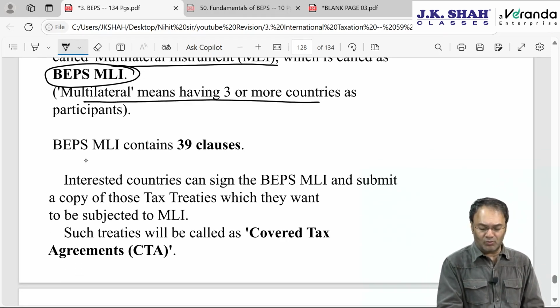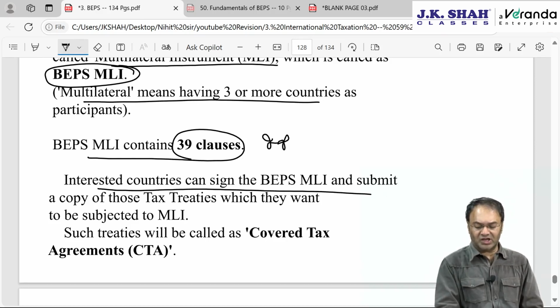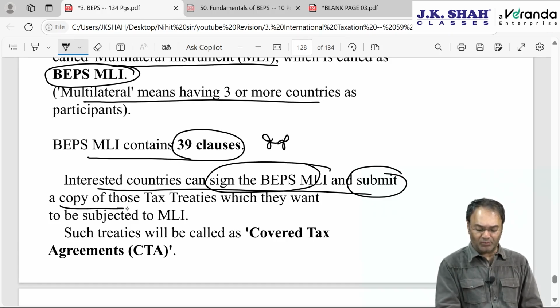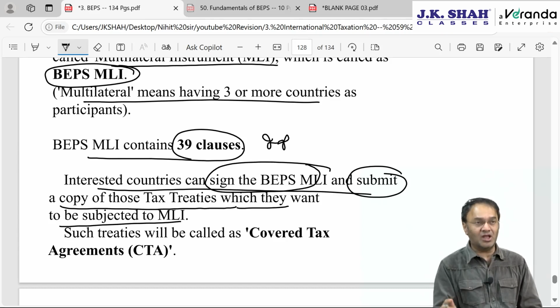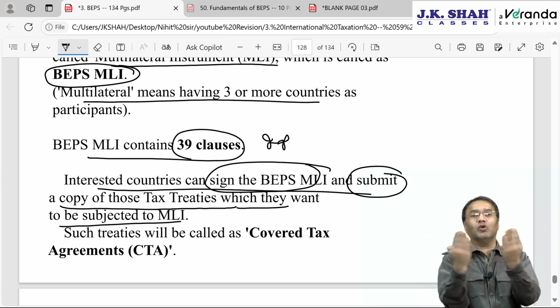Multilateral means having 3 or more countries. There are 39 clauses, this you will have to remember. Interested countries can, step number 1, sign the BEPS MLI. Second step, they can submit a copy of those treaties which they want to be subjected to MLI. MLI will not amend the treaty. MLI and agreement both will go parallelly.